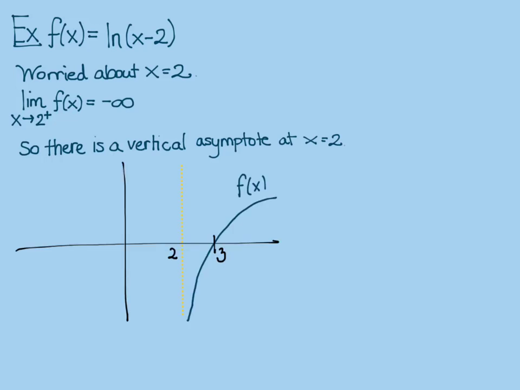The graph of the function looks something like this, and remember that the natural log is not defined for negative inputs. So if x is anything less than 2, we'll end up with a negative input for natural log. So notice that the graph doesn't even exist on the left side of the asymptote.